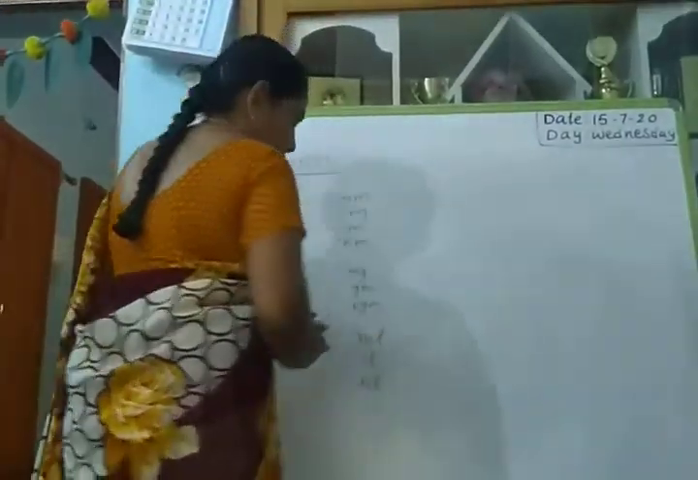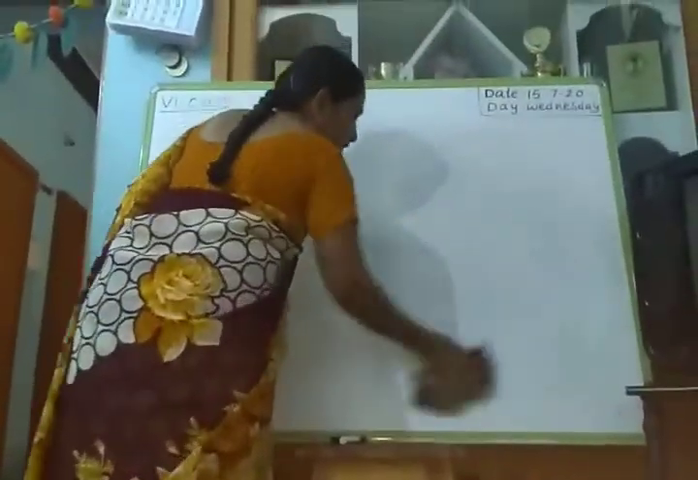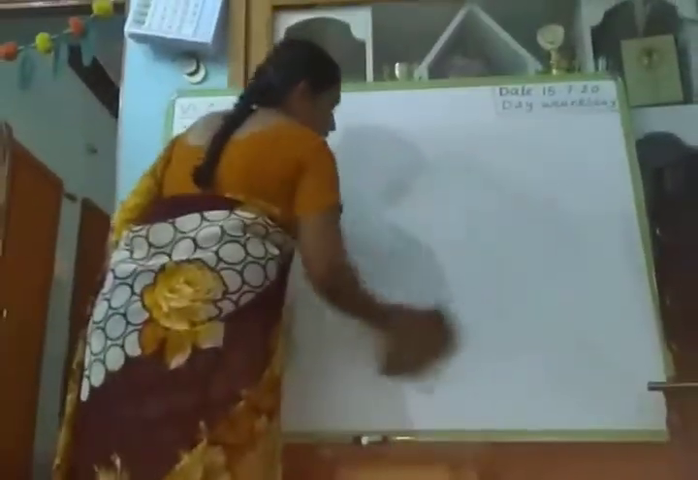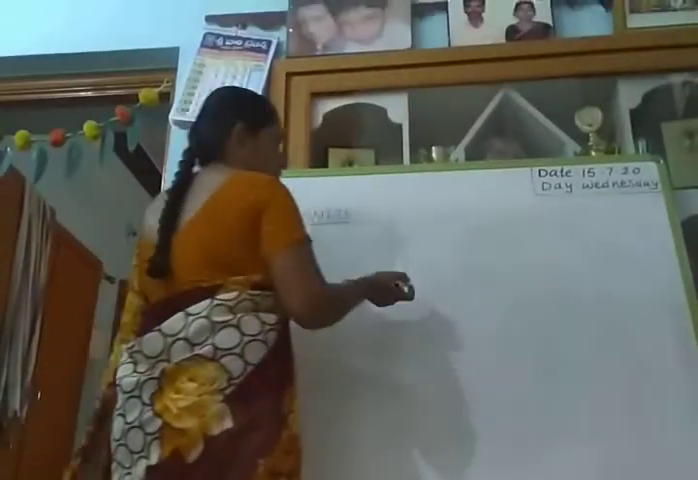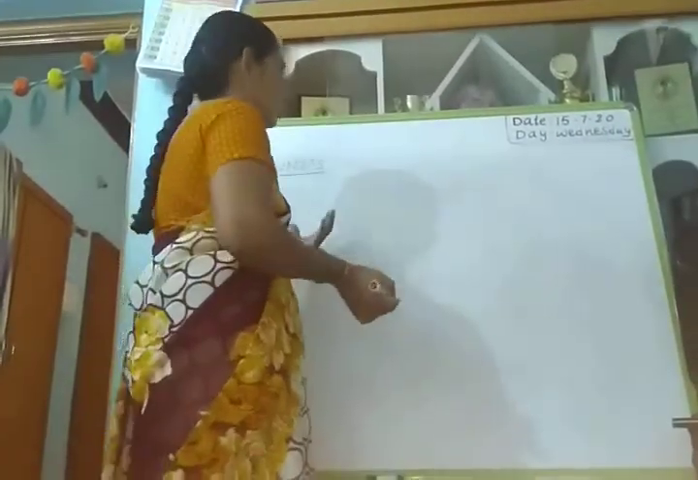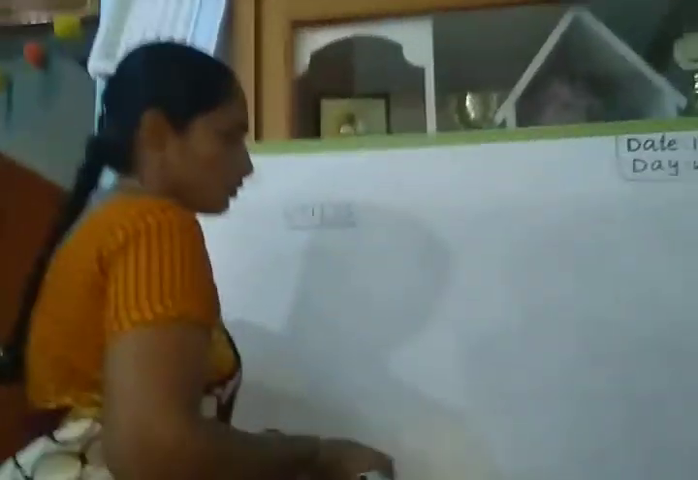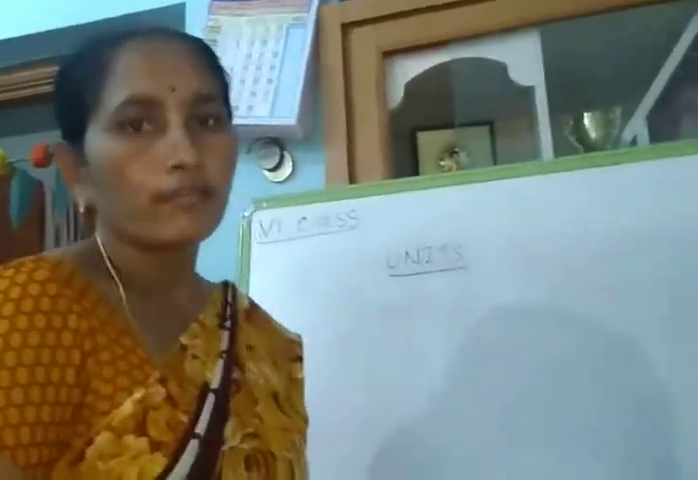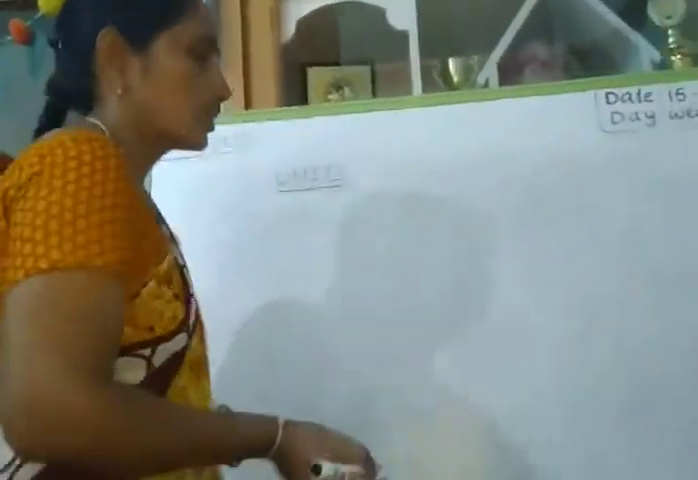So how will we check the relation between them? First, length. Kilometer is used for the distance between two places. Then meters and centimeters. Meter we use in daily life, for example for sarees. What is the length of a saree? Like this we ask. Millimeter is used for measuring very small things. Centimeters you see on your scale, 15 centimeters, 30 centimeters, like this.